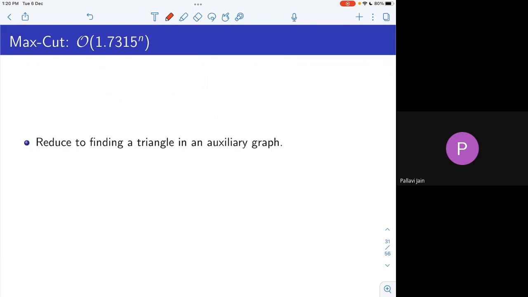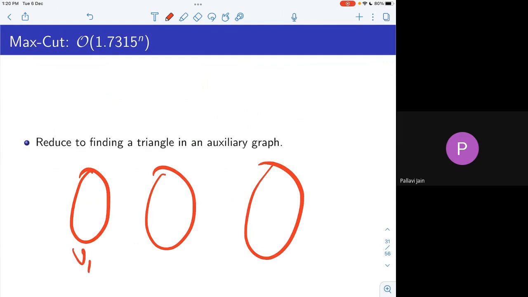Okay. So we will again reduce this problem of finding max cut to finding a triangle in graphs, but just that the vertices will be exponential in n. So whatever the original graph has n vertices, we will construct an auxiliary graph in a way that it has some exponential vertices, but we will do way better than 2 power n. Okay? So what we are actually doing is, we firstly create three sets, arbitrarily partition the vertices into three sets.